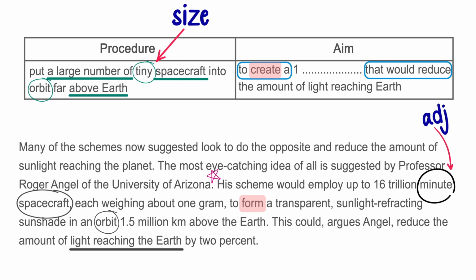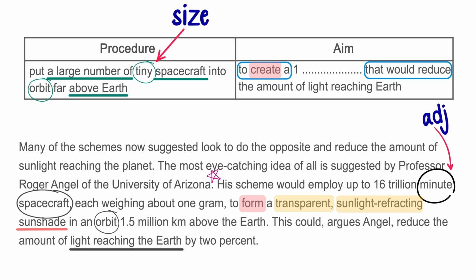As I said, be careful about connecting words before and after the blank. So before question number 1, we have "create", and after the blank, we have "that would reduce". Here in the text, we have "form", but the noun is not used immediately after "form". Some adjectives are used in order to delay finding the answer here, right? To form a transparent, sunlight refracting sunshade.